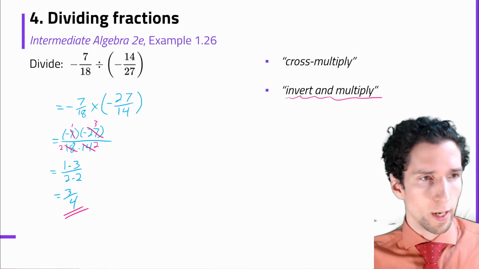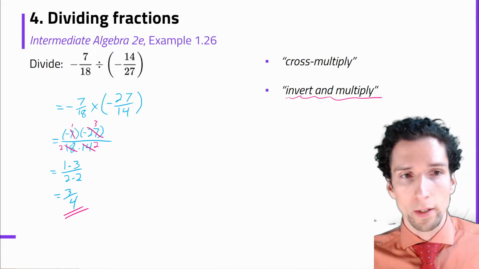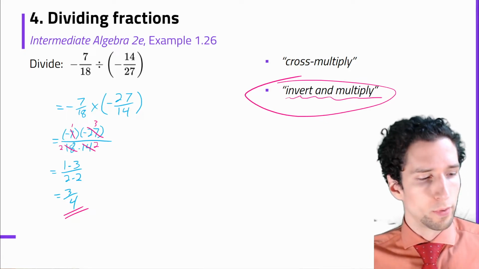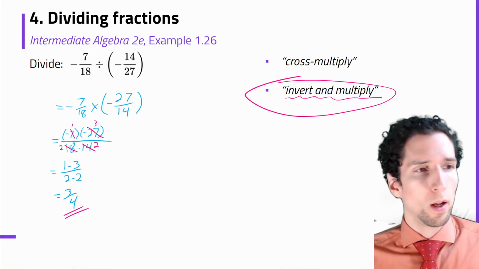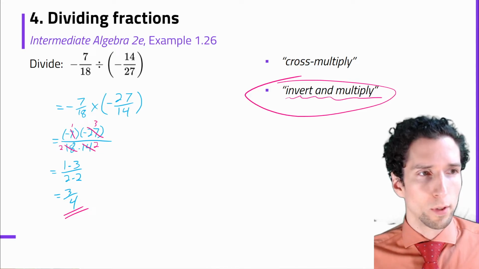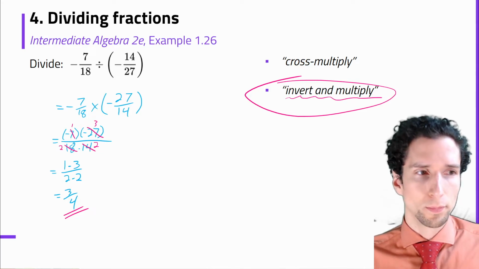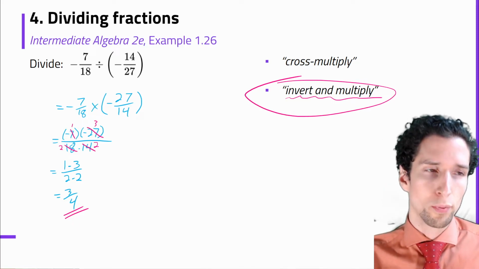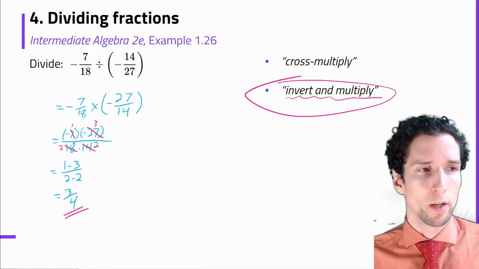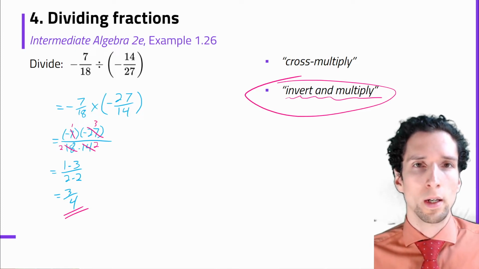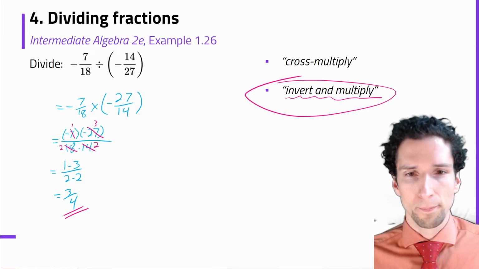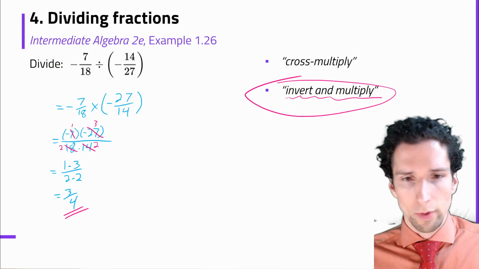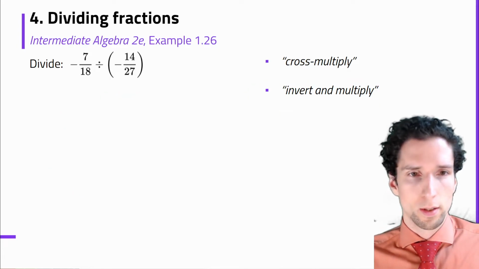Little sort of side question for you. Why do we invert and multiply? Why does that work? There's a fun little proof. It takes like 2 minutes to do. But you can probably figure it out for yourself. Use just the basic rules of multiplying fractions and then try to prove to yourself, convince yourself that this invert and multiply process actually works. Okay, so there's the example, invert and multiply. Let's erase.